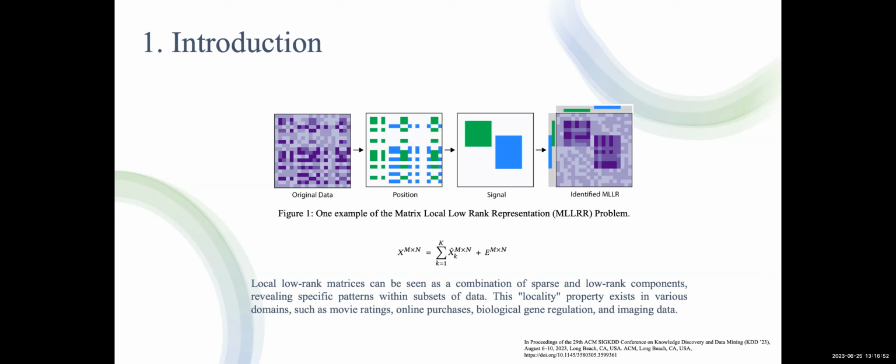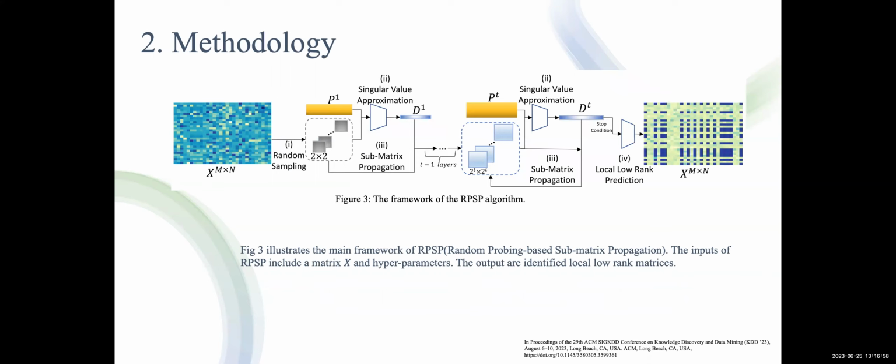We have developed a local low rank detection method called RPSP to identify local patterns in input data. In the first step, we randomly sample a large group of small matrices. Then we iteratively calculate the approximated singular values by our singular value approximation and grow the small matrices through submatrix propagation until a stop condition is reached.